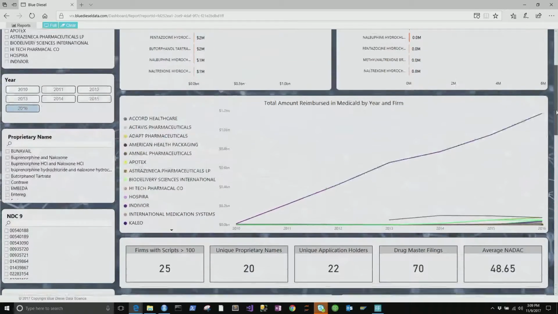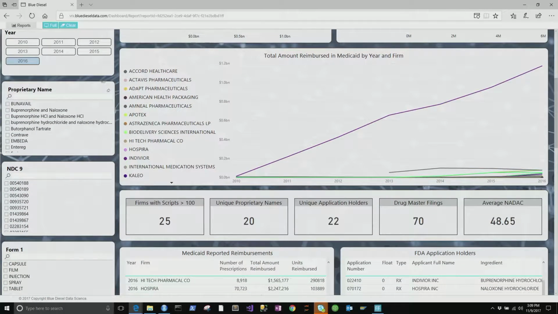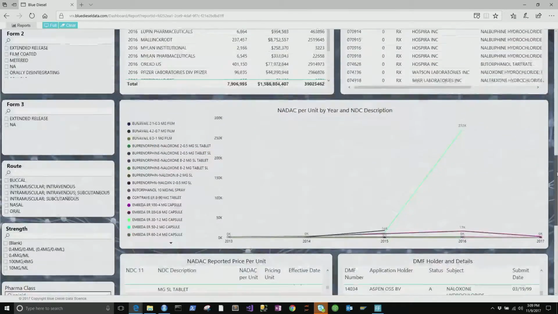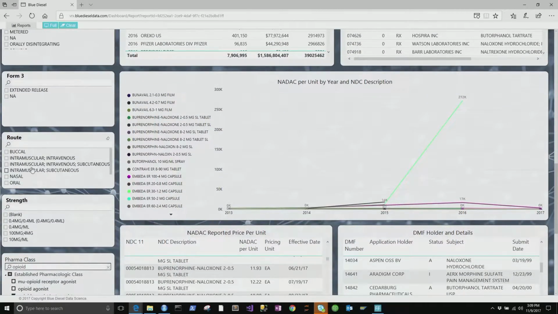it here as well. You could look up a particular proprietary name, like the famous Narcan overdose medicine that's coming out and that's getting a lot of press. And you could go look at different types of routes or the strengths of a particular drug. So there's a lot of different ways to investigate the market.